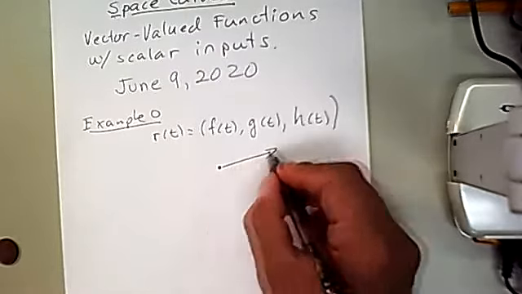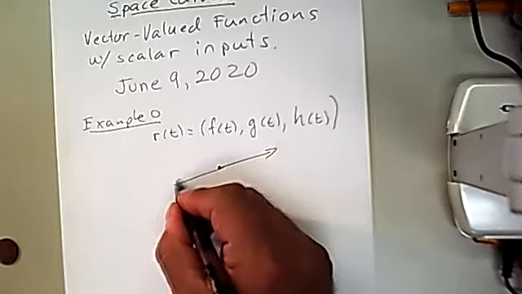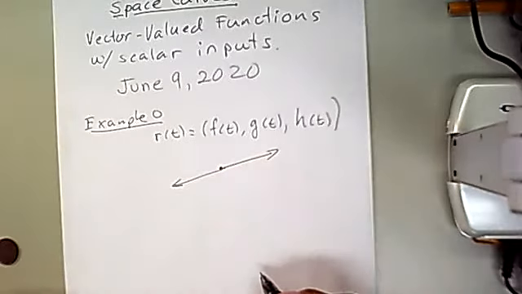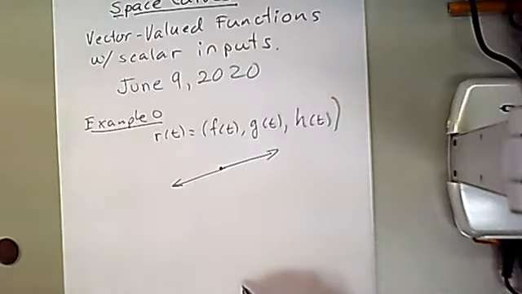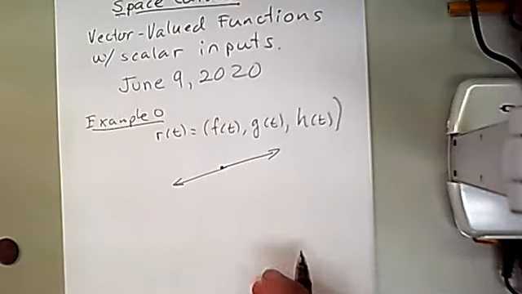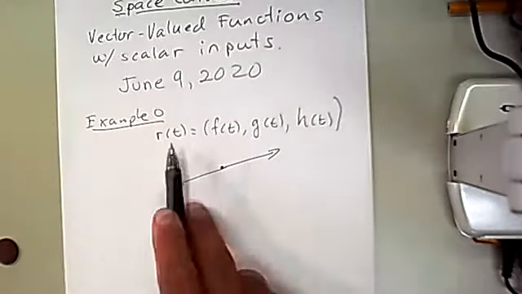When t is positive, it goes in one direction. When t is negative, it goes in a different direction, in the opposite direction. And that's it. That's a straight line. So a straight line is what we call a curve because it has this form.